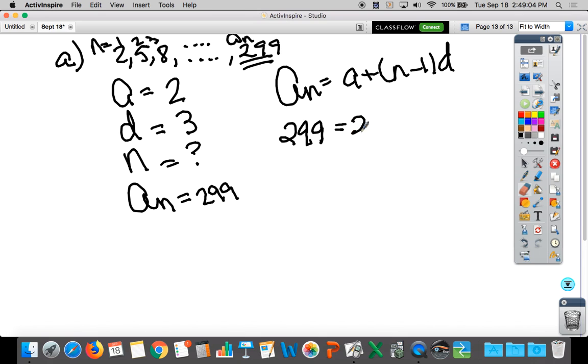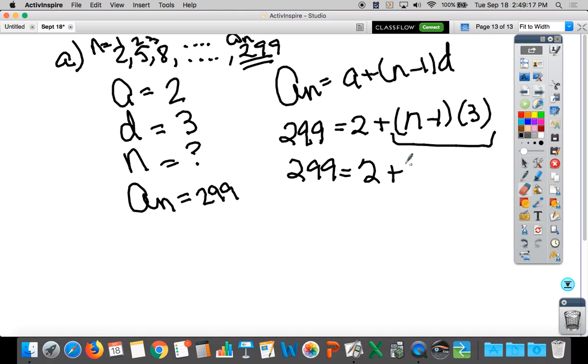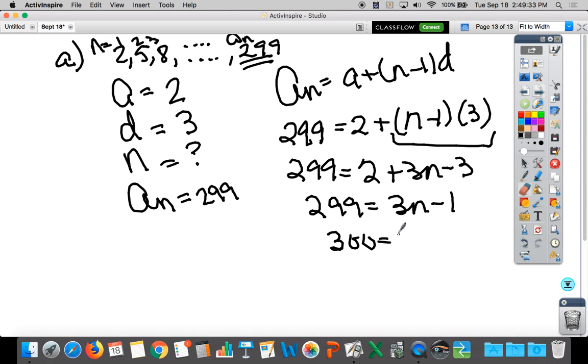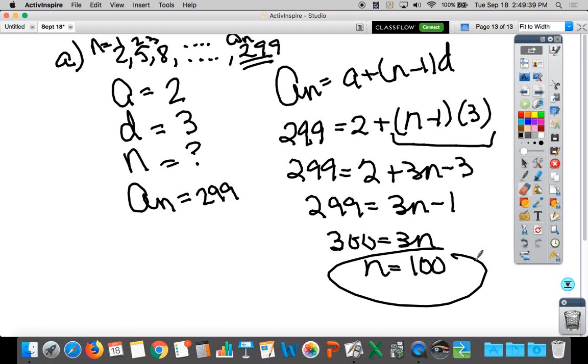Because we're going to find the n number that matches that. My a is 2, the n I don't know, my d is 3. So then you have to be sure and distribute that part right there. And so that becomes 300 equals 3n. So 299 is the 100th term.